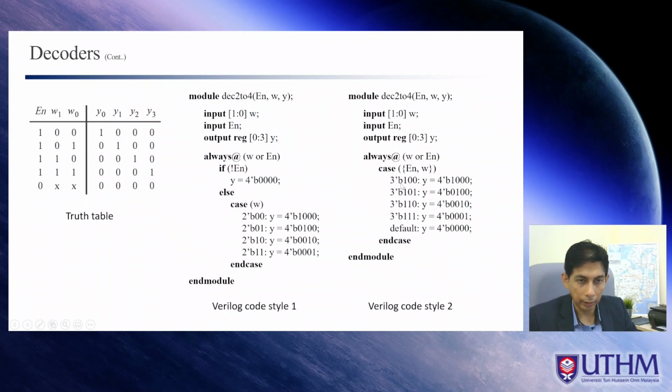Such that we can do something like this: case, when En and W equal to 100, which is this one, Y equals 1000. Then 101, this; 110, this; and 111 is this. And for the others, in a case statement, when we want to describe everything other than these conditions we have already covered, we can use the default statement.